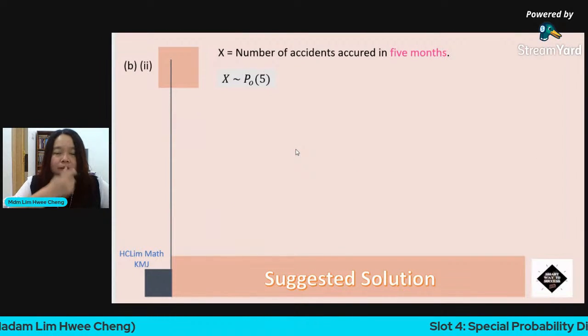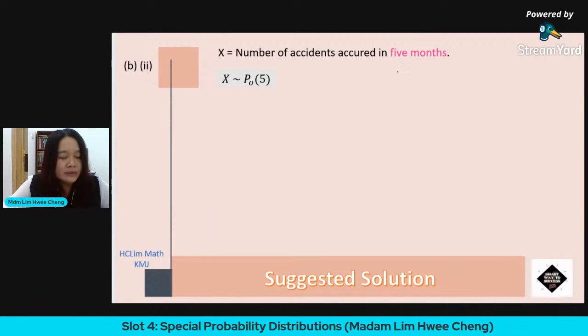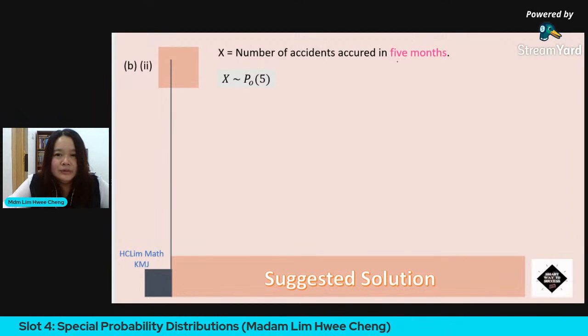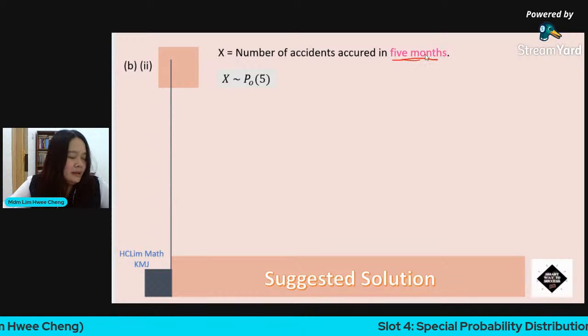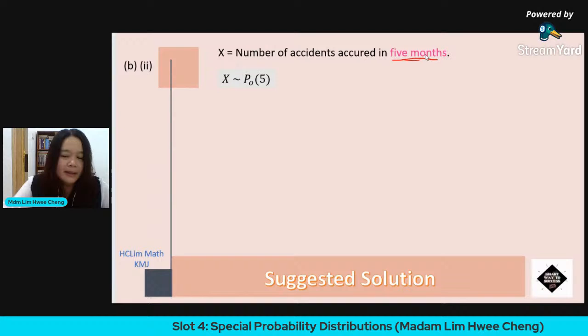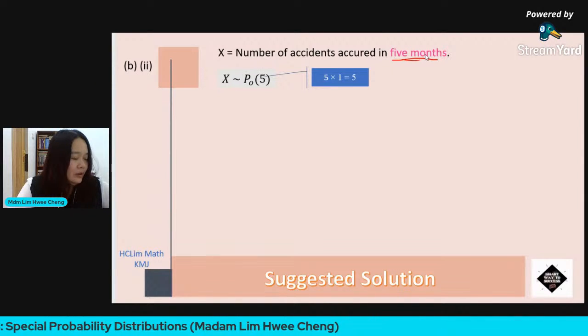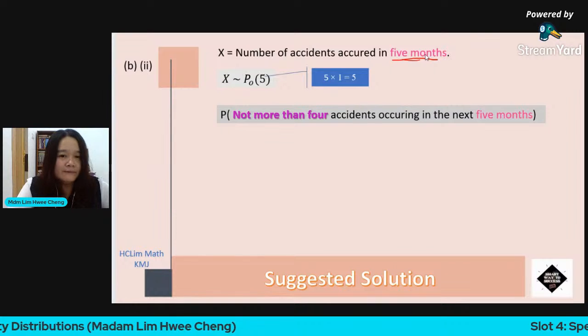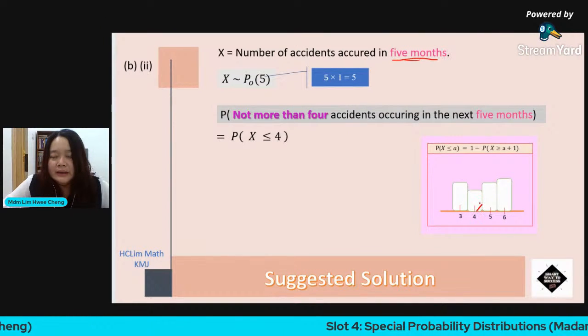Okay, untuk B, you will notice that they change. Baca Poisson punya soalan ni kena baca sampai habis. Okay, so it says that in 5 months. So kalau in 5 months ini, kita kena tukar lambda dia. 1 month 1, so 5 months, dia punya lambda adalah 5. Okay, not more than 4. Tidak lebih daripada 4. Okay, so tidak lebih daripada 4.